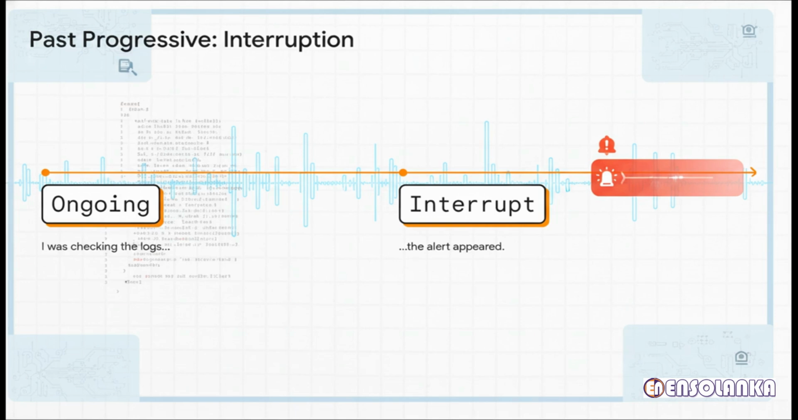I was checking the logs. And then, bam! The sharp, sudden interruption. The alert appeared. Using the past progressive here gives us crucial context for troubleshooting. It tells everyone what was going on right before the incident happened.